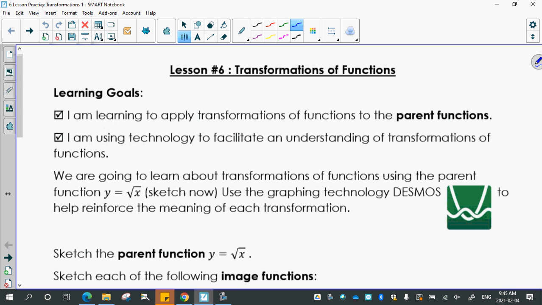So our lesson is on transformations of functions. Our learning goals are learning to apply transformations of functions to the parent functions, and using technology to facilitate an understanding of transformations. We're going to look at stuff on Desmos. And we're just going to focus in this first lesson on the square root function and the absolute value function because they're pretty easy functions to learn the transformations from.